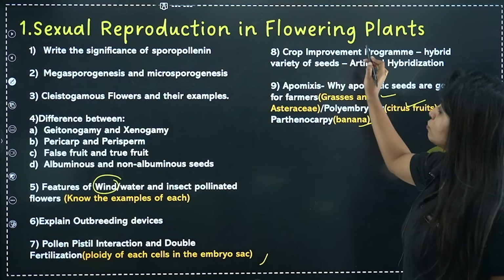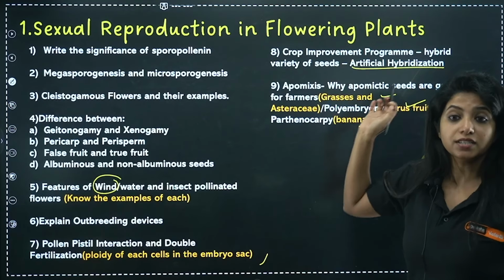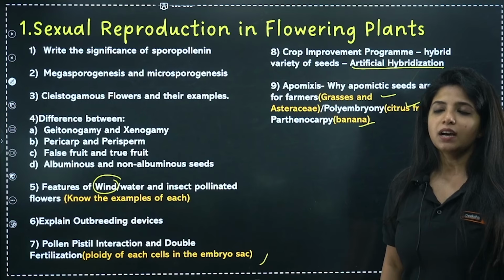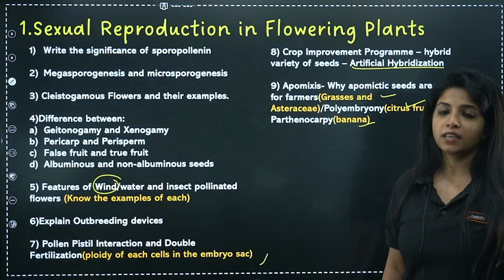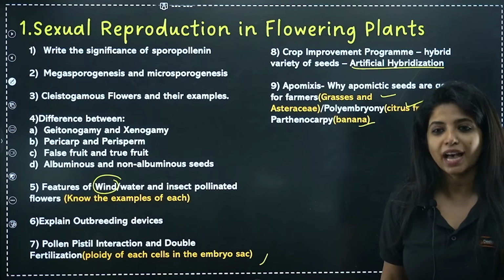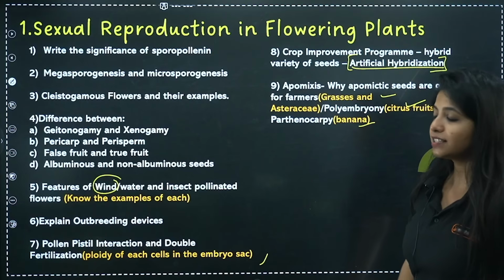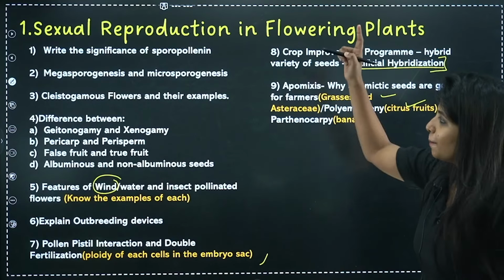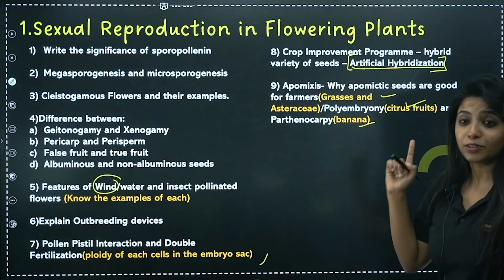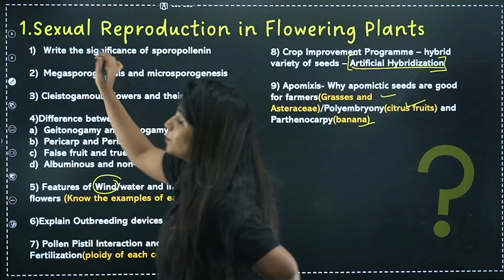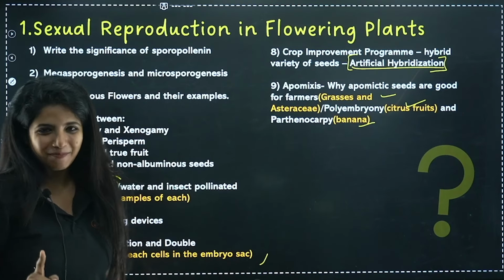One more thing, usually artificial hybridization is asked in a different way. They'll ask you what was implemented by farmers in the crop improvement program to produce hybrid variety of seeds. So please know it is artificial hybridization. These types of questions can show up. Make sure you practice each of them. I'm telling you again, once you're done with a question, put a tick mark. Put a tick mark out there.